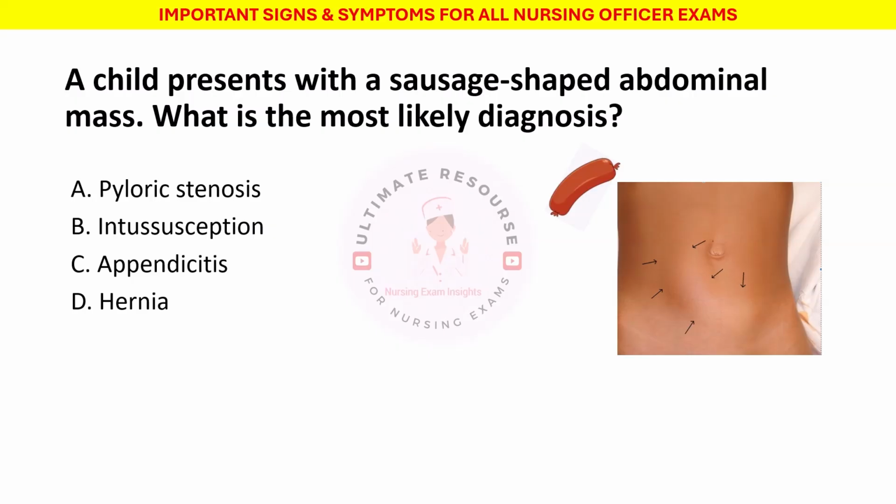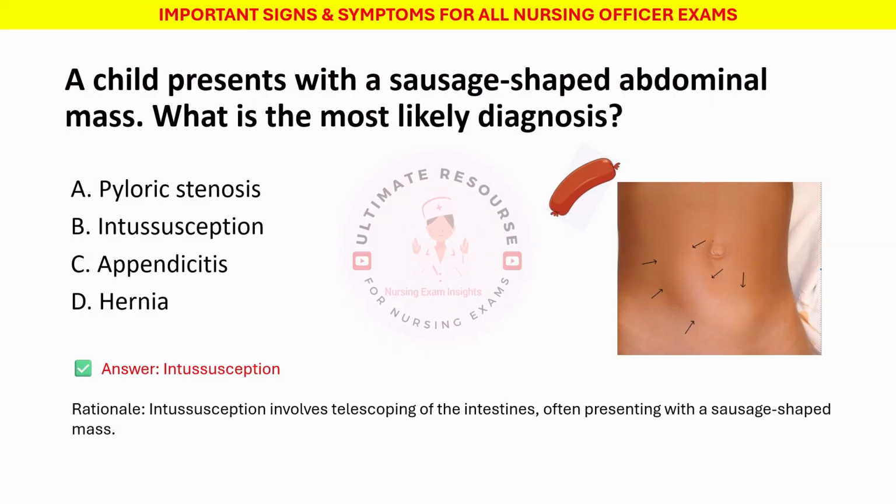A child presents with a sausage-shaped abdominal mass. What is the most likely diagnosis? Options are A. Pyloric stenosis, B. Intussusception, C. Appendicitis, D. Hernia. The answer is B. Intussusception. Intussusception involves telescoping of the intestines, often presenting with a sausage-shaped mass.